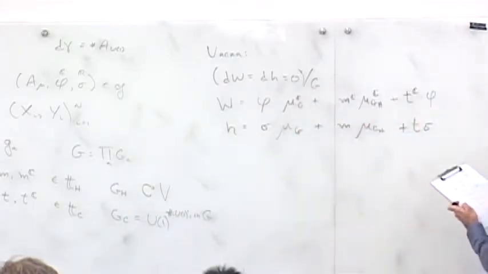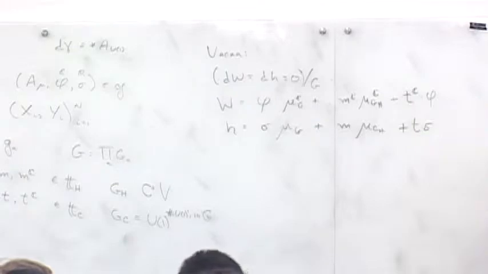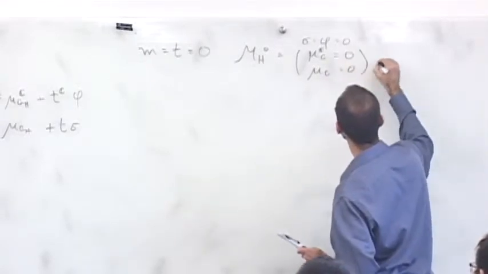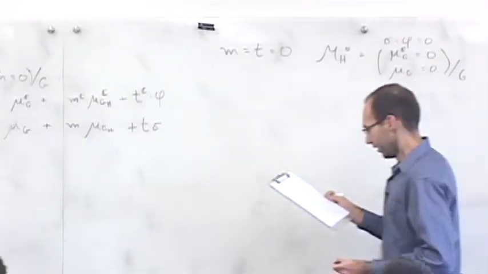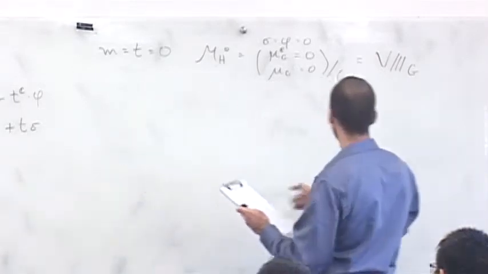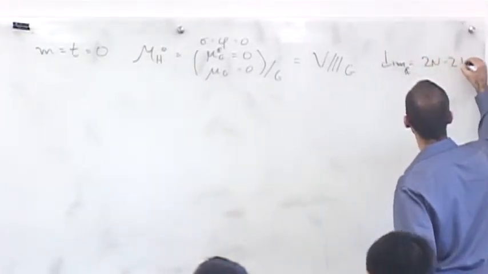If the masses and the FIs are all zero, the Higgs branch is the part of the moduli space that you get by setting sigma and phi equal to zero and doing a singular hyperkähler quotient: setting the complex moment map for the gauge group equal to zero, the real moment map for the gauge group equal to zero, and dividing by G. It's a singular cone, and its complex dimension is just 2n minus 2 dim G.